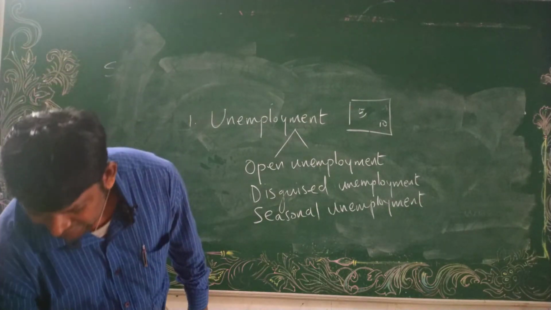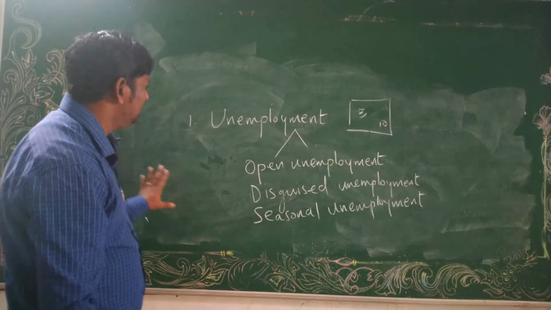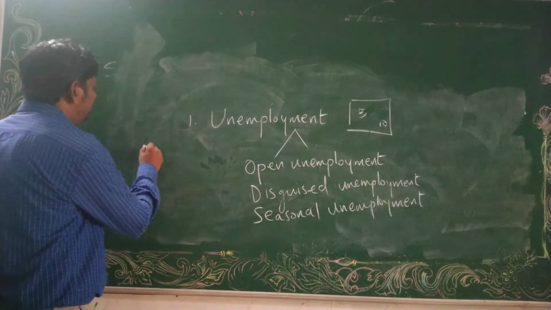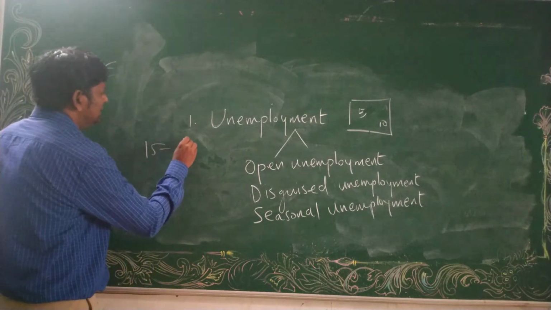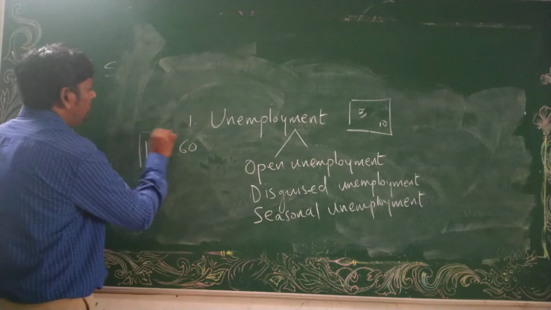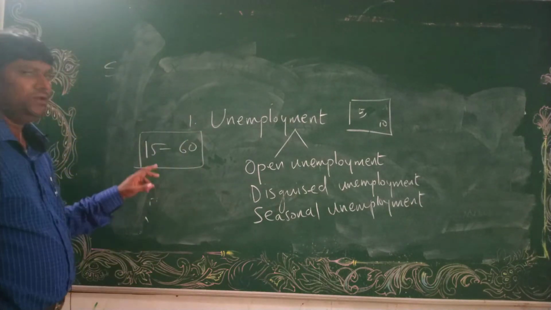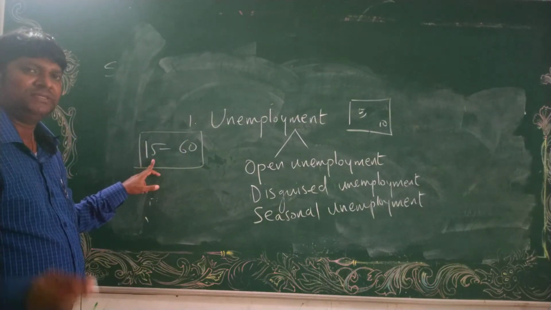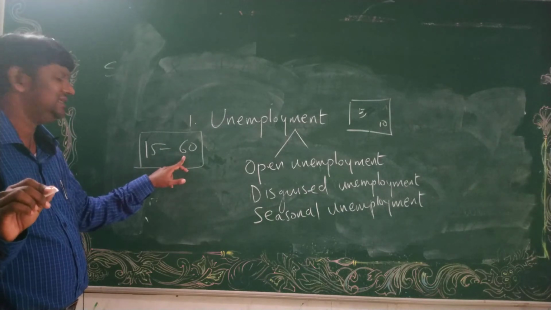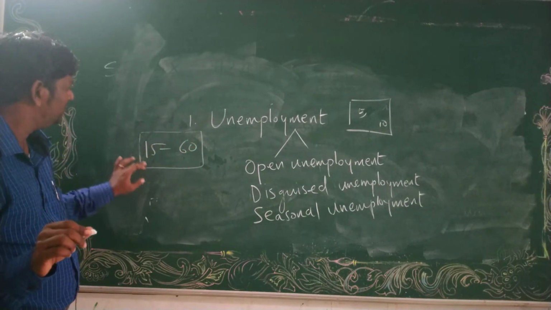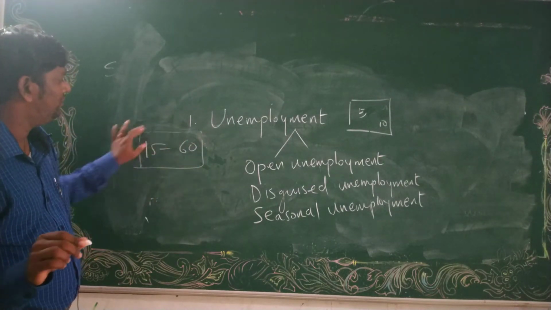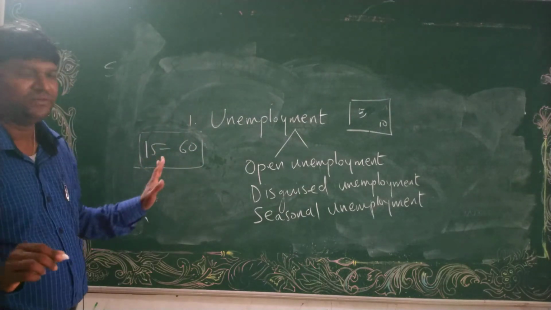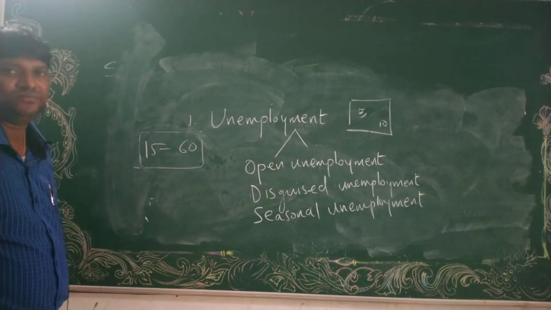Is it clear? So employment means from age 15 years to age 60 years. These are the working groups, called 15 years to 60 years. Only in this group can we speak of unemployment. Between age 15 and 60 years, we can find unemployment. Okay?